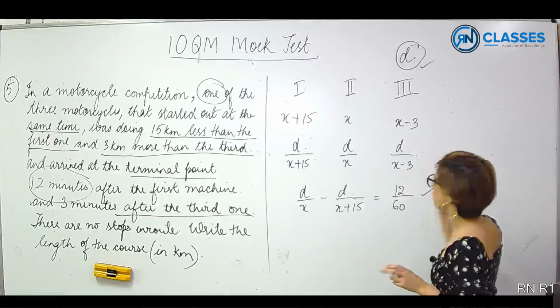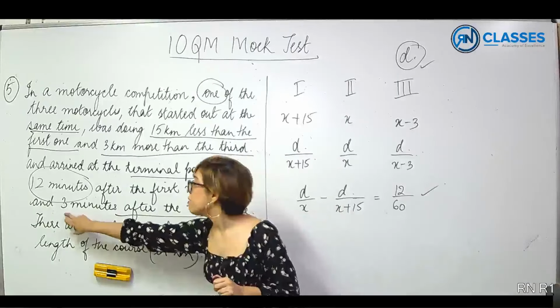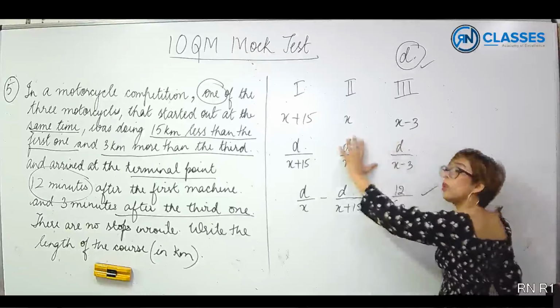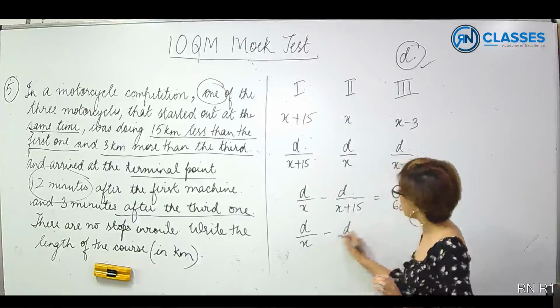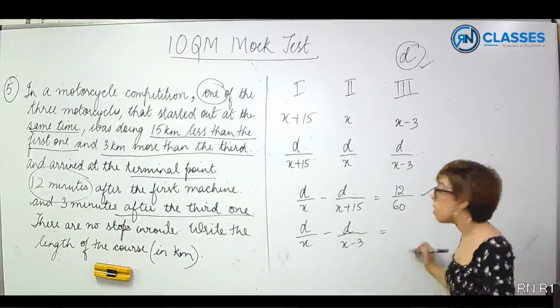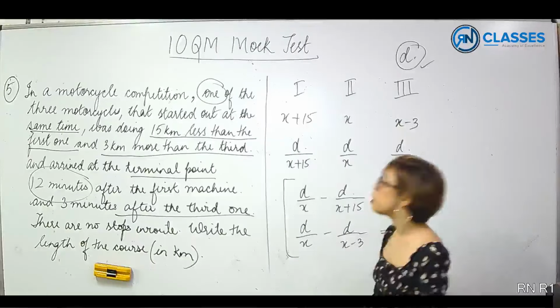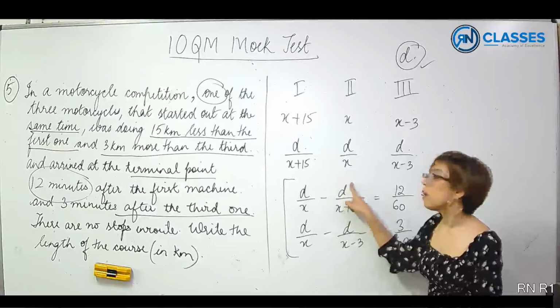First equation. Second, he says the second one arrives 3 minutes after the third one. So that means again he is taking more time. So, d by x minus d by x minus 3. Now, this is 3 minutes, but I need to convert it into hours, so that is 3 by 60. So, I have two variables, two equations. I can easily solve it. How? I can see that d can be taken out common over here.